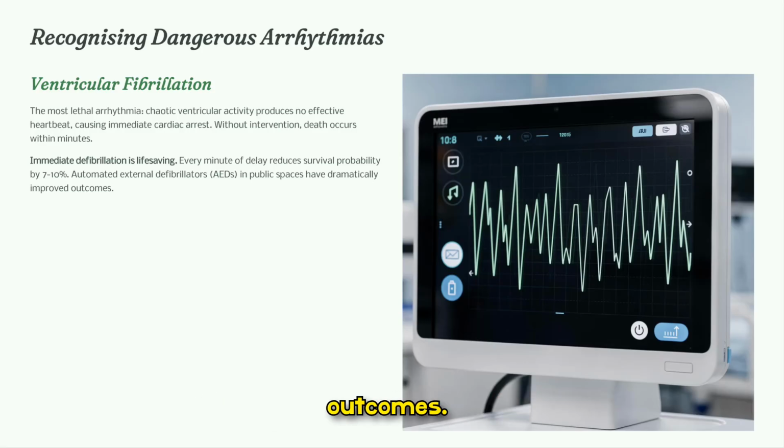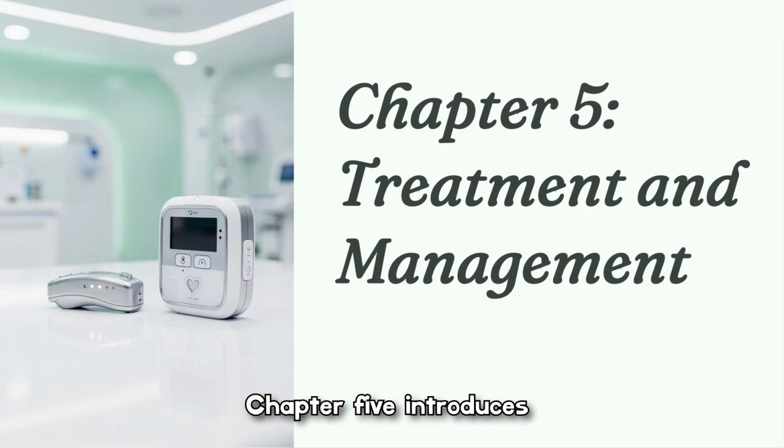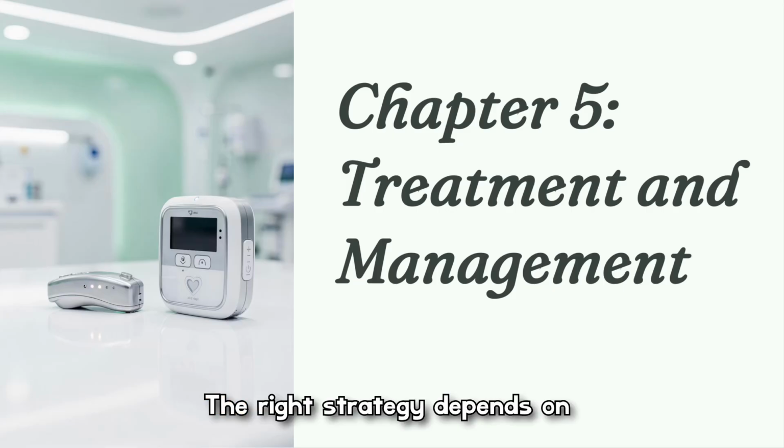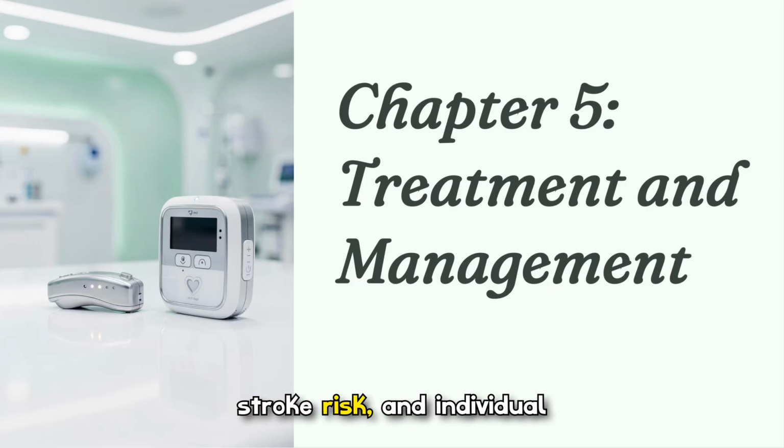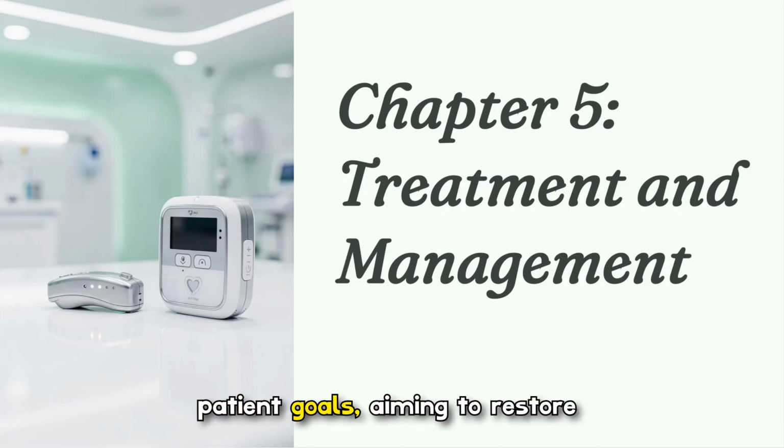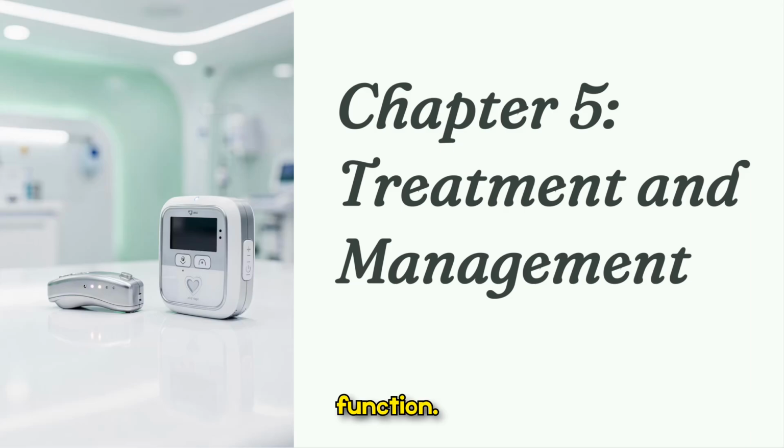Chapter 5 introduces treatment and long-term management options, showing how therapies range from lifestyle and medications to advanced device interventions. The right strategy depends on rhythm type, symptom severity, stroke risk, and individual patient goals, aiming to restore safe and effective heart function.